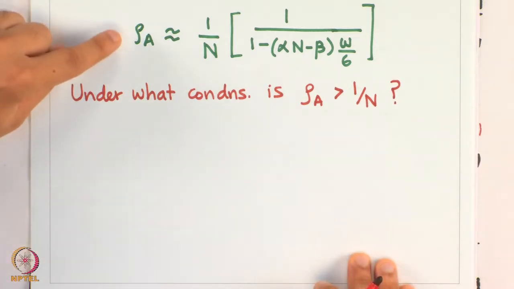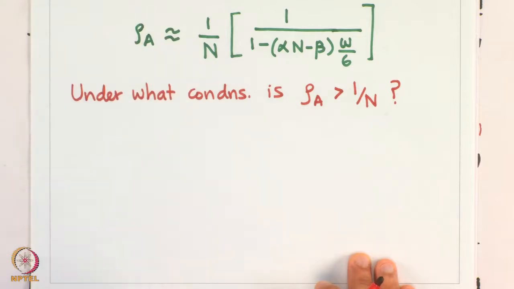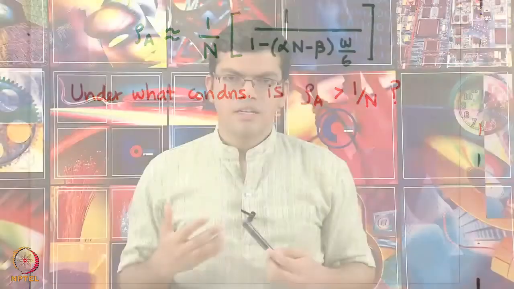Again, if the mutant that has arisen here had no fitness advantage or disadvantage compared to the parent genotype, then rho A would just be equal to 1 by n, and that comes from random chance. But we are interested in understanding conditions where this fixation probability is greater than 1 by n, because that tells us that under these conditions the mutant has a more than random chance of going to fixation. In addition to the random chance associated with every individual, there is also some fitness advantage conferred on this mutant, which gives it a fixation probability of more than 1 by n.